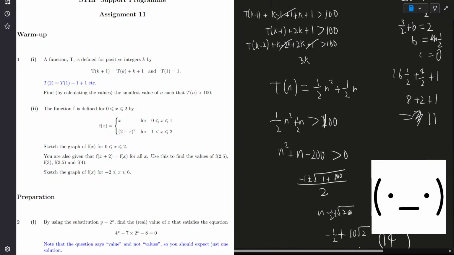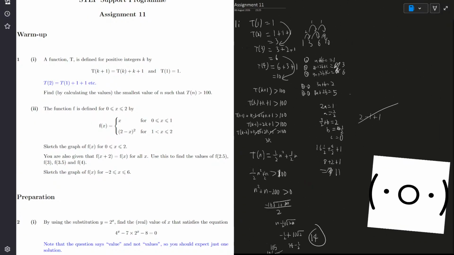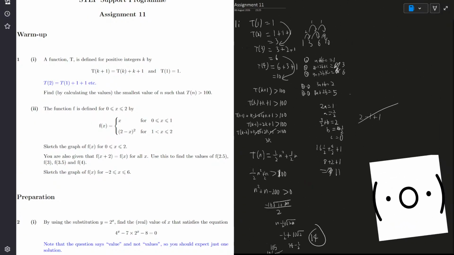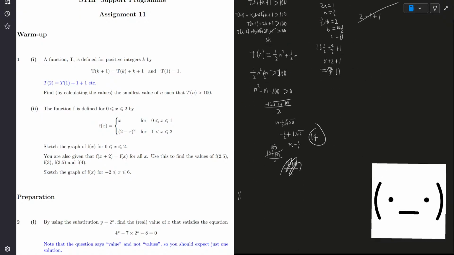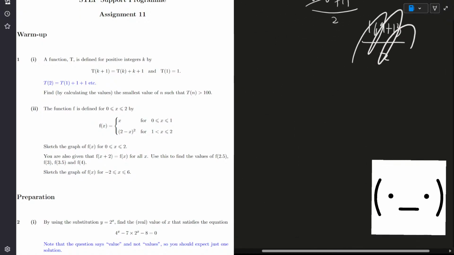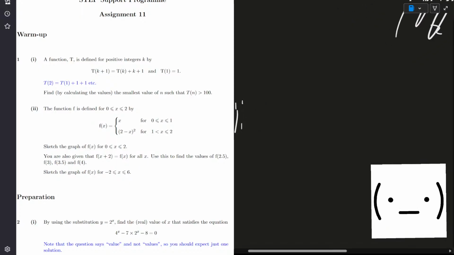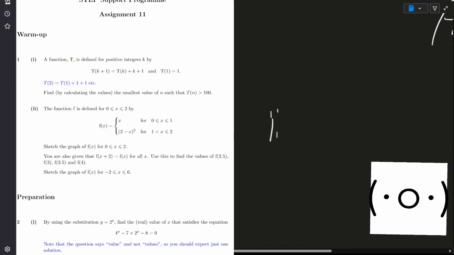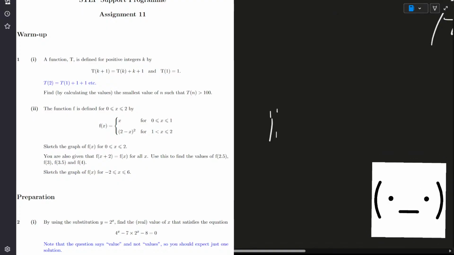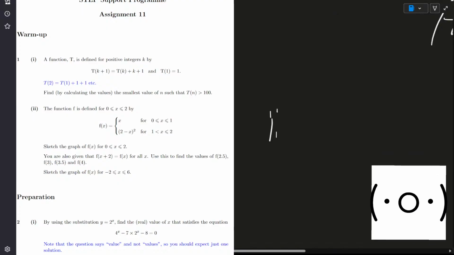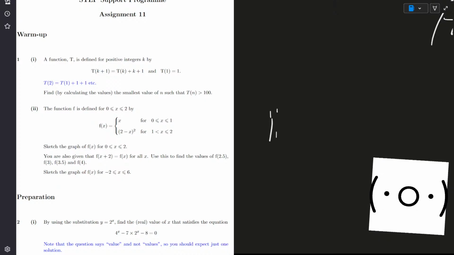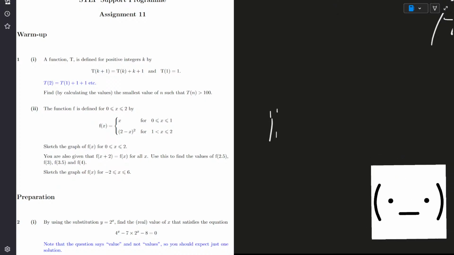Wait, that took way too long, by the way. This is not that hard a question. That took way too long. It helps that I'm slightly dazed from having done the previous assignment like 10 minutes ago. So, okay, locking in.